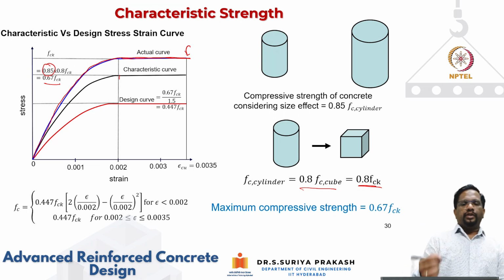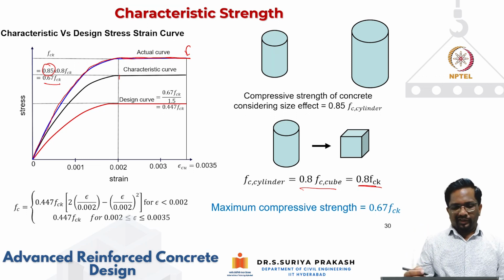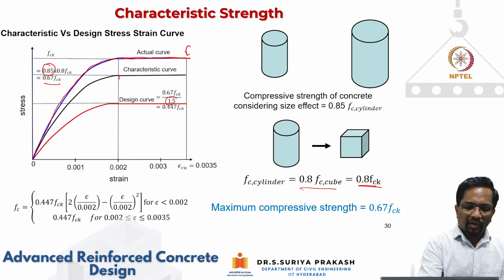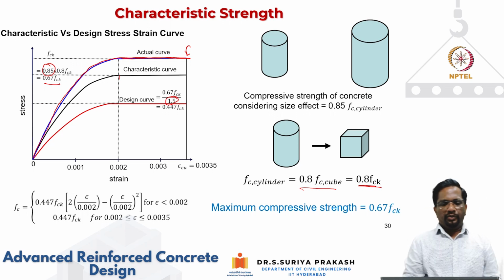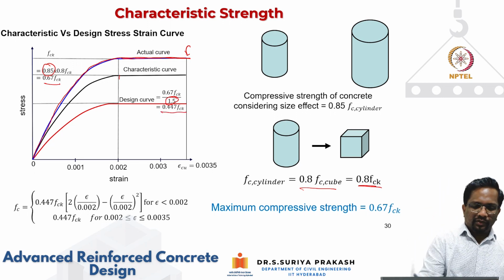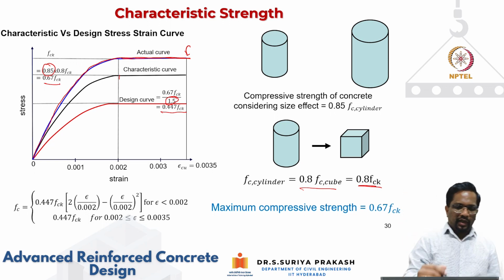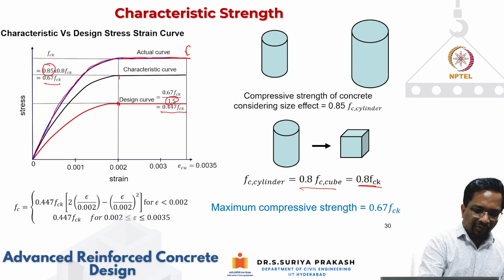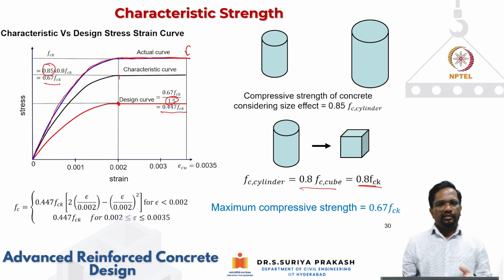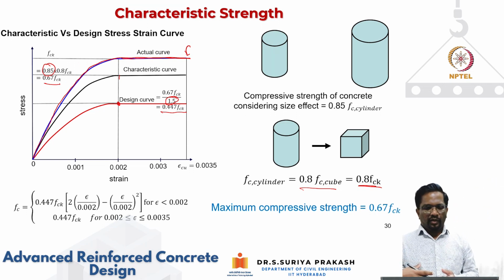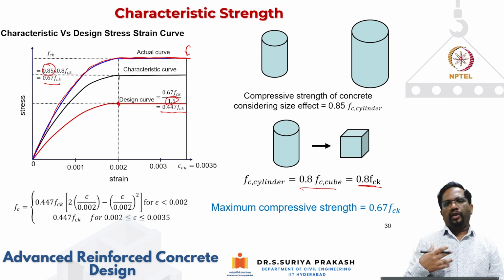In addition to that, in the last module, we talked about there is something called partial safety, material safety factor, gamma M, which is 1.5 for concrete. So 0.67 FCK, again it is divided by 1.5, then you get 0.447 FCK. So you can see, though I am using characteristic strength, but actually as per the design curve, I am using only 45% of your characteristic strength. Why is that?